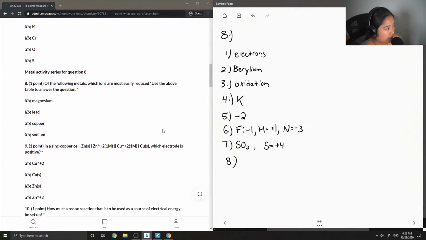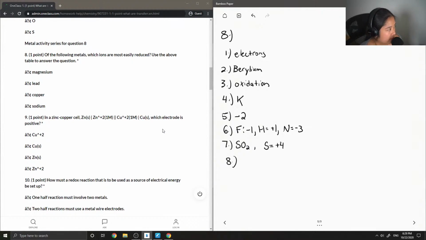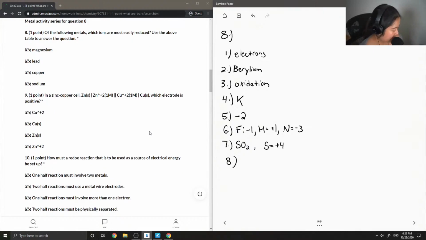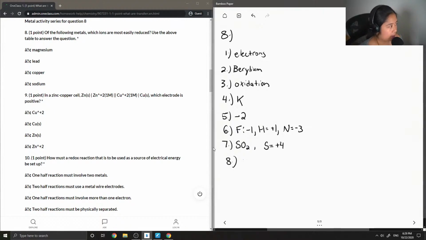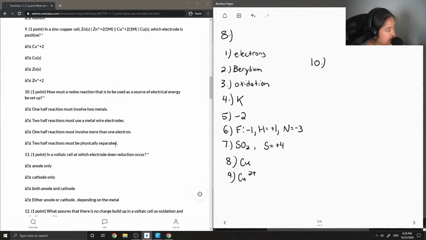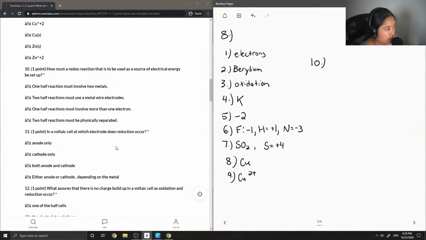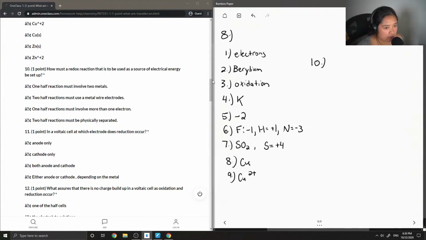Of the following metals, which ions are most easily reduced? So they don't give us the table for this, but basically the answer is copper. In a zinc-copper cell, which electrode is positive? So it would be the copper 2+. Let's look at 10. How must a redox reaction that is to be used as a source of electrical energy be set up? So it should be physically separated.